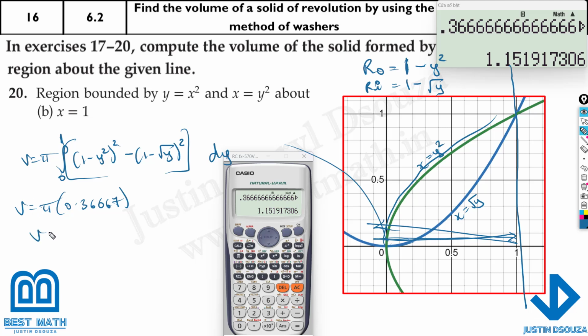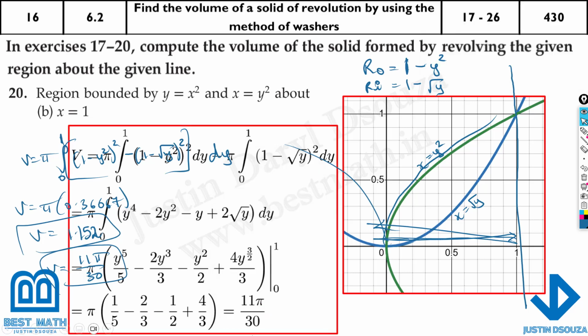Both are correct. V is equal to 1.15, or you can write it as 11 pi by 30. But it just takes more time, doing this. And also you can just leave it over here or even write this. It's up to you. The answer has to be either one of these. You can see here it's 11 pi by 30.